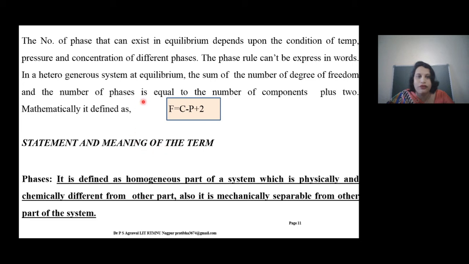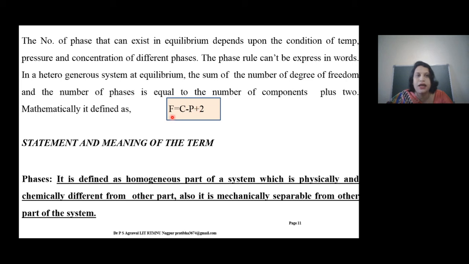Now the equation is F = C - P + 2. The number of phases that can exist in equilibrium depends on the conditions of temperature, pressure and concentration. This phase rule cannot be expressed in words; we have to express it just mathematically.